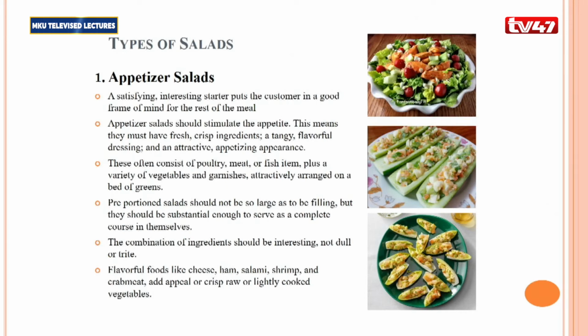That means you have to use vegetables that are fresh, crispy, and tangy, okay? And you also have to have a flavorful dressing, like we've already talked about. The salad must also be attractive and very good in appearance, so that the person is stimulated. They should consist of things like poultry, meat, fish, plus the vegetables, okay? And they should be attractively arranged on a bed of greens. You can see the salads here that I'm talking about, arranged in beds of greens, okay?